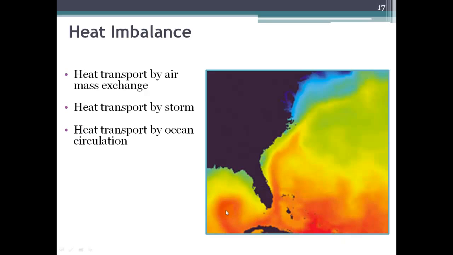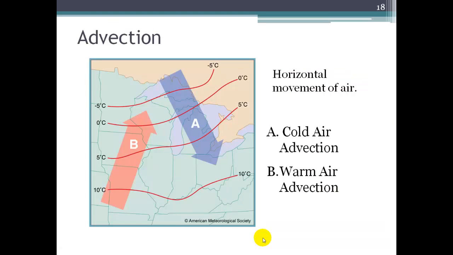We've got warmer waters around the tropical areas, cooler waters as we move northward in this case, and the jet stream that is causing this nice distribution of heat through the oceans. Here's the same slide we saw before with advection. This is a new term.